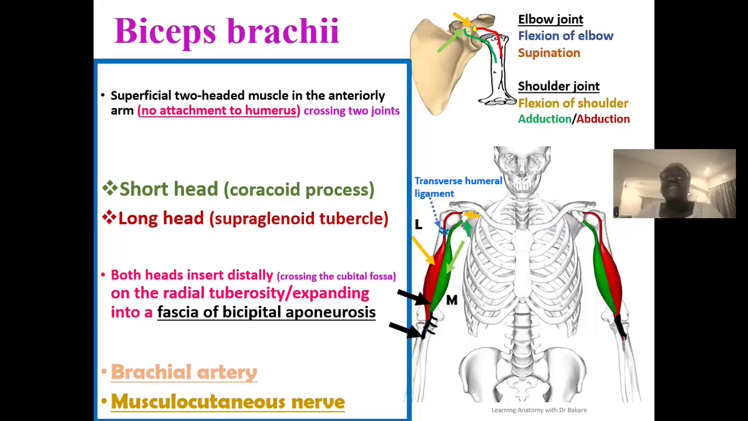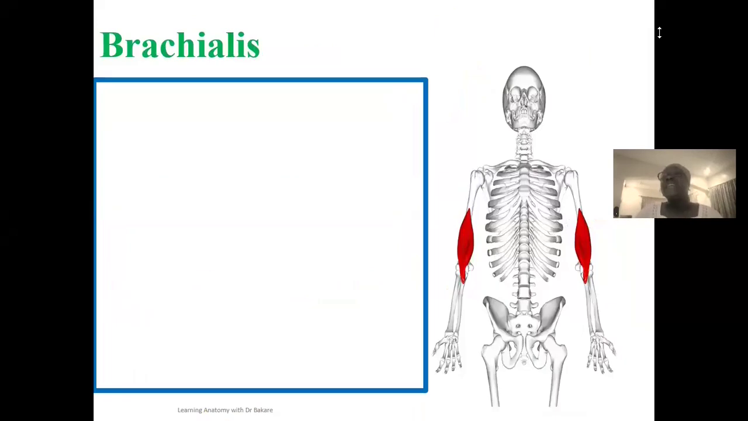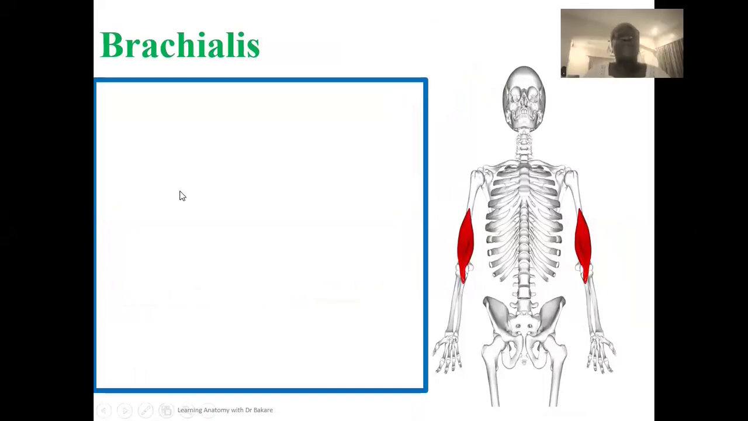Adduction is exerted by the short head of the biceps brachii because it is located more medially. So it's able to exert the function of adduction, where it is able to pull the upper limb closer to the body. While the long head of the biceps brachii is seen to be located more laterally, and this is why it is able to exert the function of abduction, where it is able to take the upper limb away from the body. So you can see that the placement of this muscle also can be used to justify the actions that they exhibit. Now let's go to the second muscle, which is the brachialis muscle.